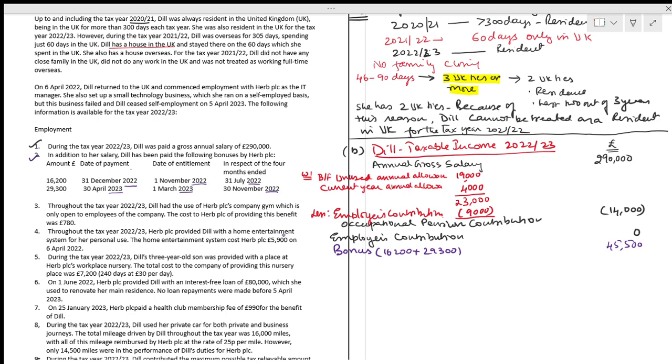Throughout the tax year, Dill used the company gym, which is open to employees of the company. And the cost of providing the benefit is how much? See, if it is provided to all the employees, it is exempted. Now, what you have to write? Company gym. How much? 0.